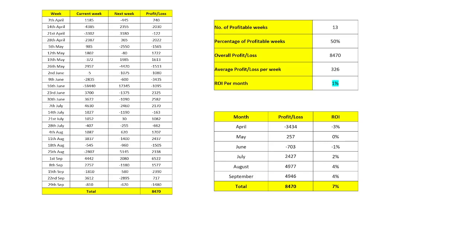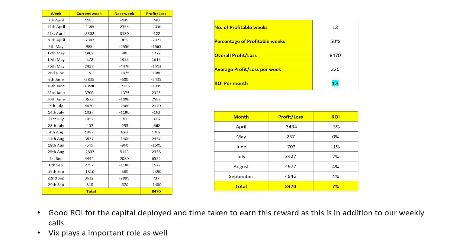I have given the summary just like in every video. For all 26 weeks combined, which is 6 months, you can see we have made a profit of around 8,500, which is an ROI of only 1% per month, around 7% overall. Still, I will say it's a very good ROI.